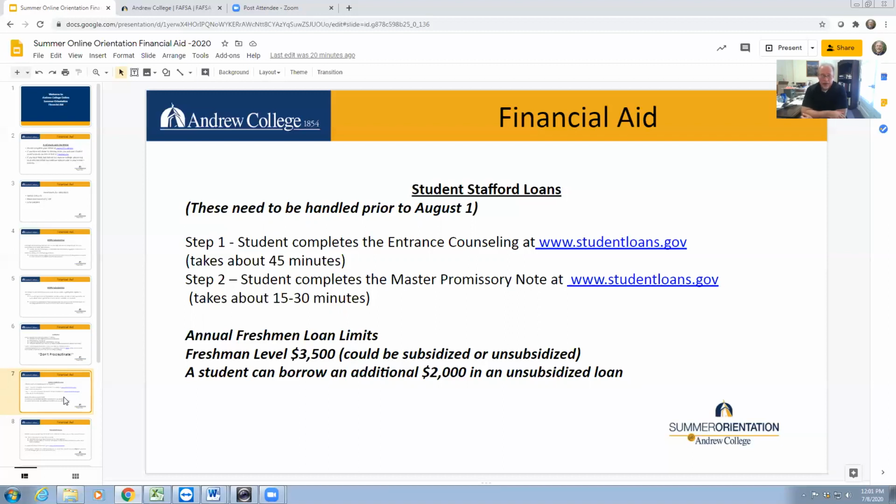You then check your award letter. If the loan is used to make up part of your need, then it'll be subsidized. That means the interest is paid by the government while the student's in school, graduates or is out of school for 6 months or longer. If it's not used to make up part of that need, it's going to be an unsubsidized loan, which means the interest does start to accrue. Sophomores can borrow $2,000 worth an additional loan for a total of $5,500, but $2,000 of that is always unsubsidized. So the interest does accrue on that loan once it's handled.